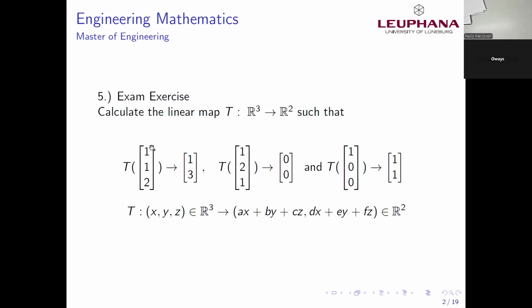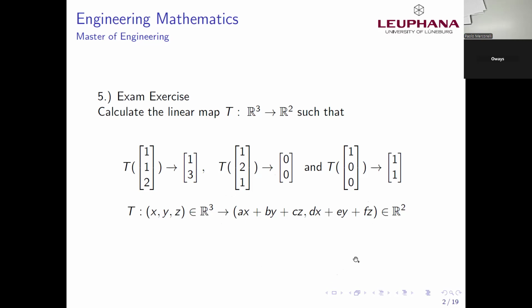An element which belongs to R^3 has 3 components. This T maps (1,1,2) into (1,3), a particular element of R^3 into R^2. This means, more in general, that the transformation T is characterized by (x,y,z), which belong to R^3, in this form: A multiplied by x plus B multiplied by y plus C multiplied by z, comma, D multiplied by x plus E multiplied by y plus F multiplied by z.